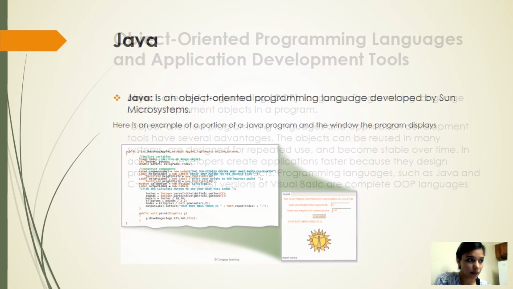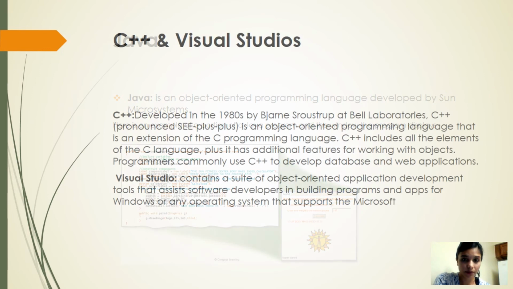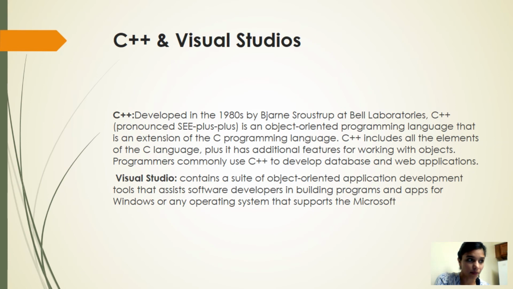And then we have Java. Java is an object-oriented programming language developed by Sun Microsystems. And that is an example of a portion of a Java program and the windows that it displays. We have C++, which is an object-oriented programming language that is an extension of the C programming language. C++ includes all the elements of the C language, plus it has additional features for working with objects. Programmers commonly use C++.